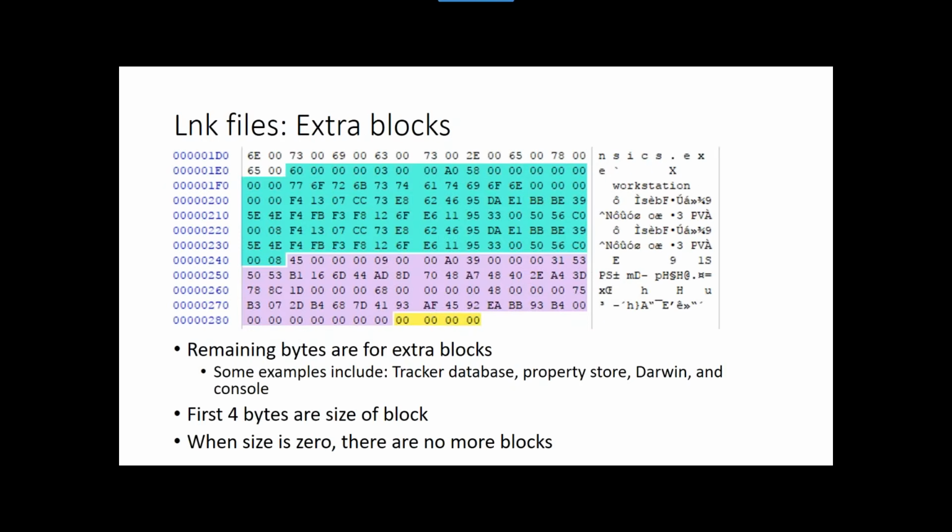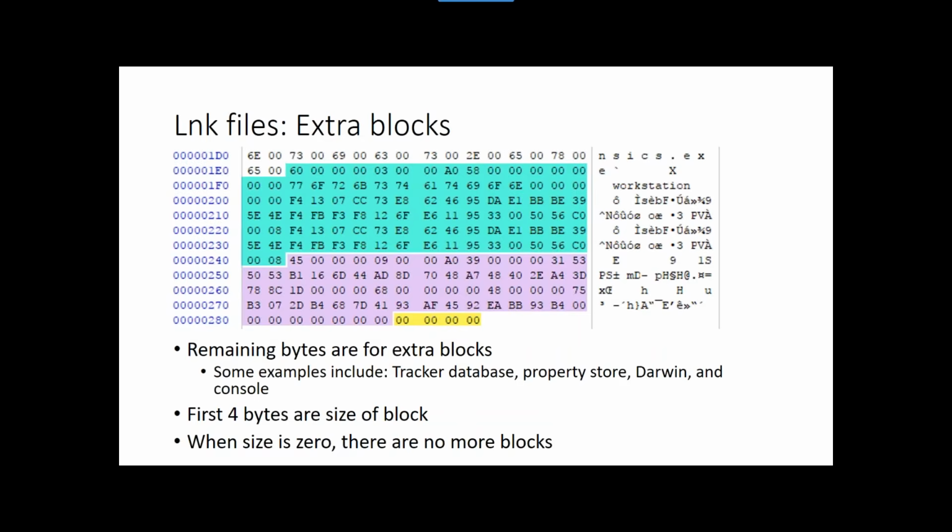Finally, once we get through all of our flag entries, we have the extra blocks. Basically this is just chunks of data concatenated one after another that you have to look at the signature and then process them accordingly. For example, here we see three: the light blue, then the purple, and then the yellow. The yellow has the first 4 bytes of the size, and when you see 0 for the size, you stop. There are no more blocks. So we can cut those two up, and here's where we would see things like tracker database or property store, things related to the console and so on and so forth.